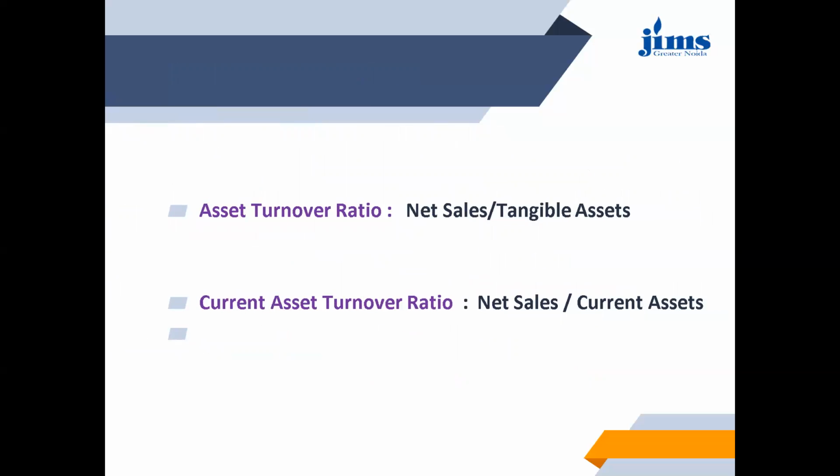Now next is assets turnover ratio. Assets turnover ratio tells us the relationship between the net sales and the tangible assets. So the formula is simple, net sales upon tangible assets. Next ratio is current asset turnover ratio. From the name, it is clear that it tells us a relationship between net sales and the current assets of the firm.